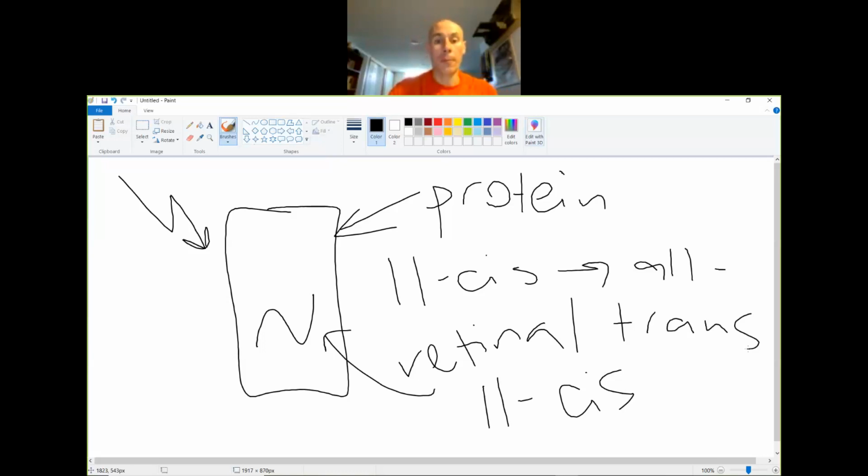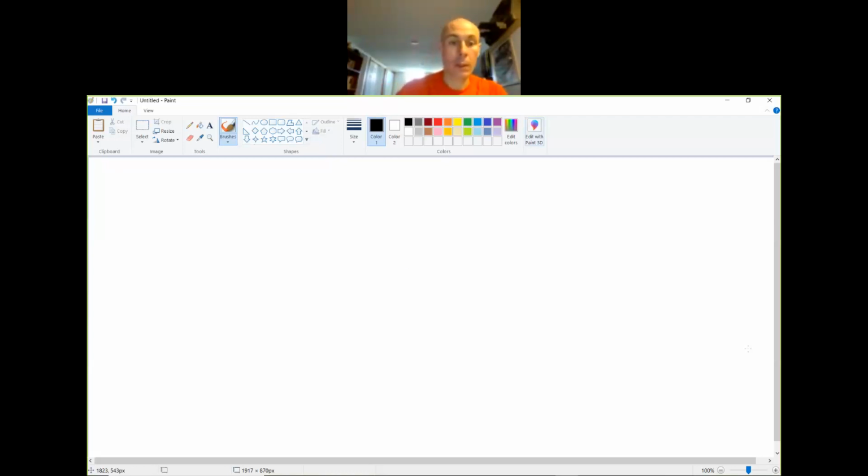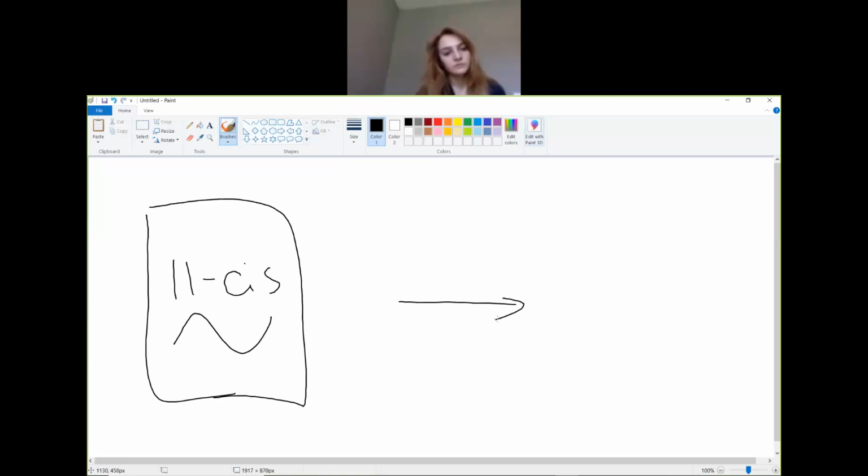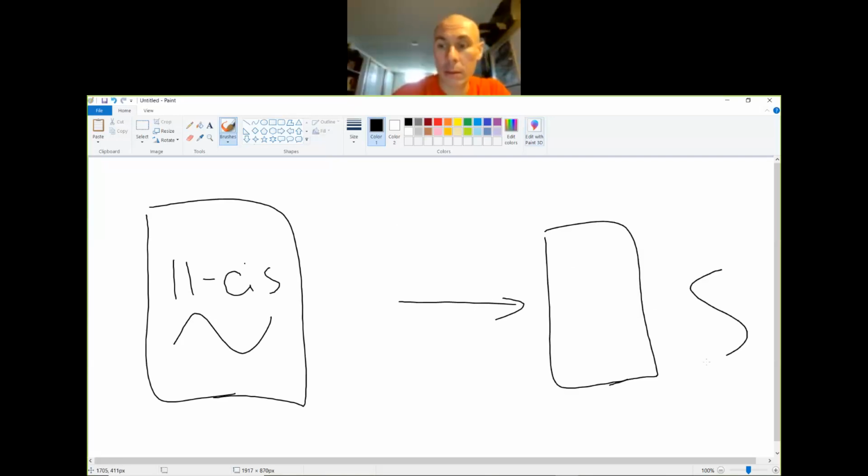Now, what happens is the result of it is that opsin, which contains retinol in 11 cis, they become separated. So you have opsin, that's the protein component. And now you have all trans retinol.